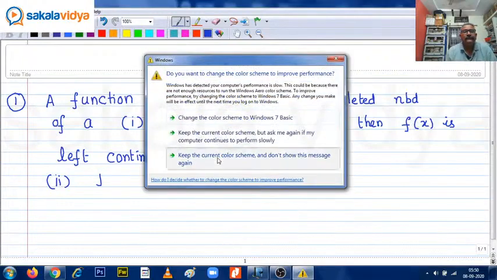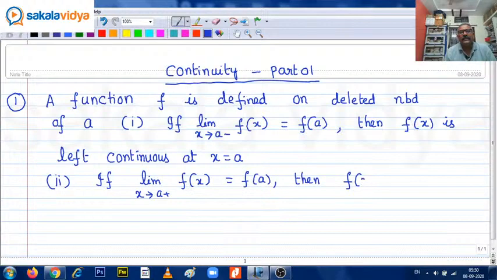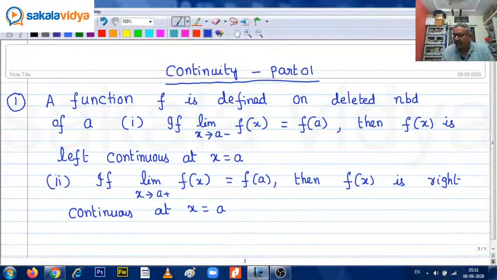If the limit as x tends to A plus of f of x equals f of A, then f of x is right continuous at x is equal to A. This is the left hand limit, this is the right hand limit. So understood now.